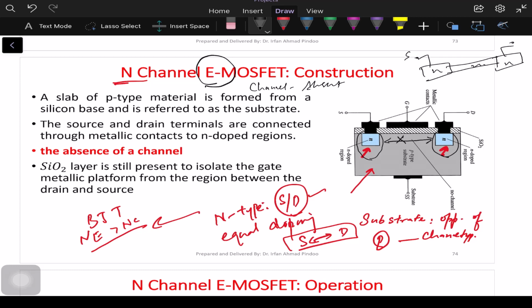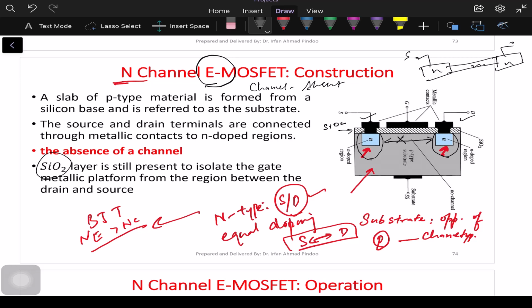Then what are we having? If we look at the metal contacts, to make contacts, we are having these metal contacts of drain and source. Then the third terminal is gate. Before we connect the gate, we again have one layer here. This is the layer of SiO2.